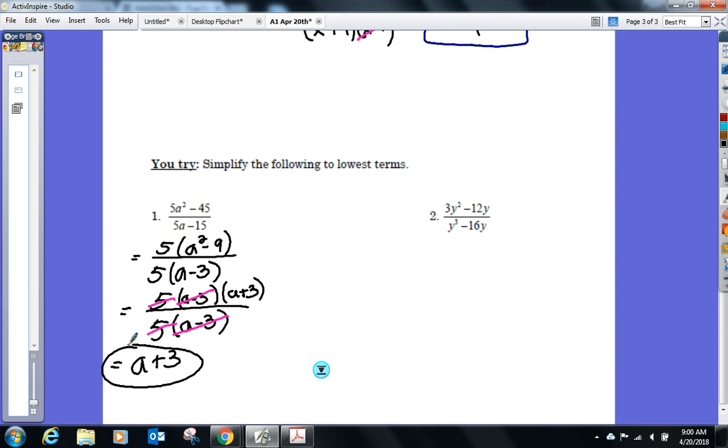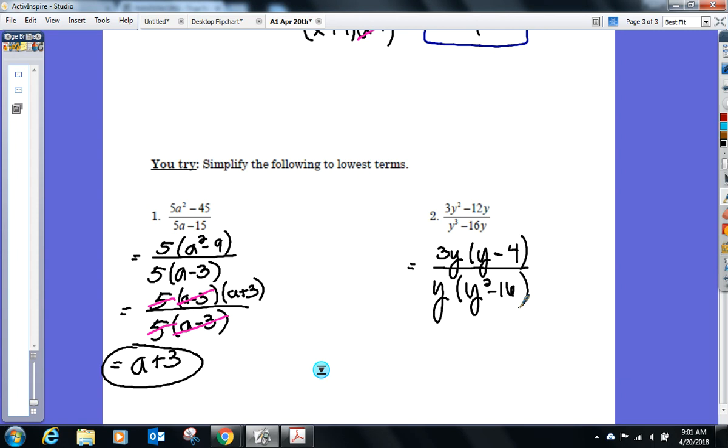Questions from you guys? All right, let's keep this train rolling for this last problem. What do you want to take out of the top? A 3 and a y. Perfect. And you'll be left with y minus 4. Yep. What do you want to take out of the denominator? Be left with y squared minus 16. I would not cross off yet because you're not done. Numerator, denominator, which one can you keep factoring?